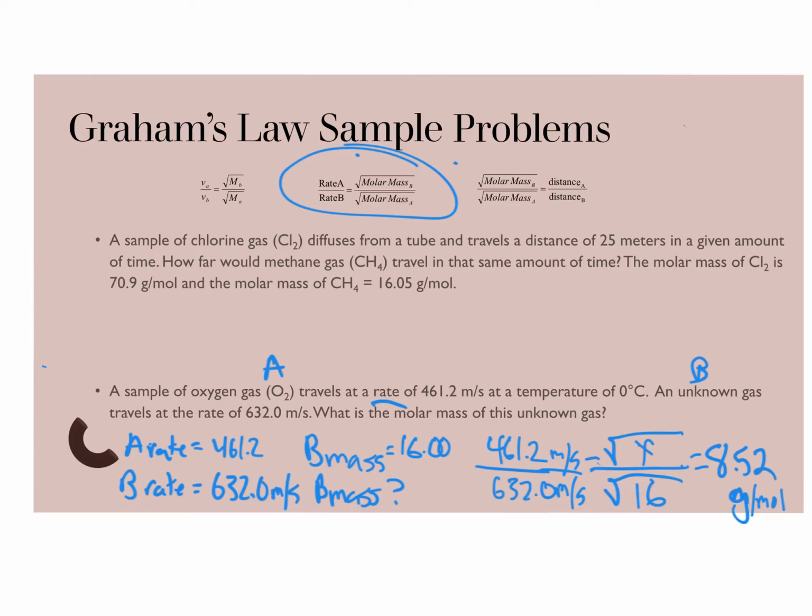Okay. And then you could go ahead and try to find the unknown identity, but we're not going to get into that right now. So hopefully those examples worked. If you didn't get that answer, remember squaring something is the opposite of the square root, so that might have been your problem.